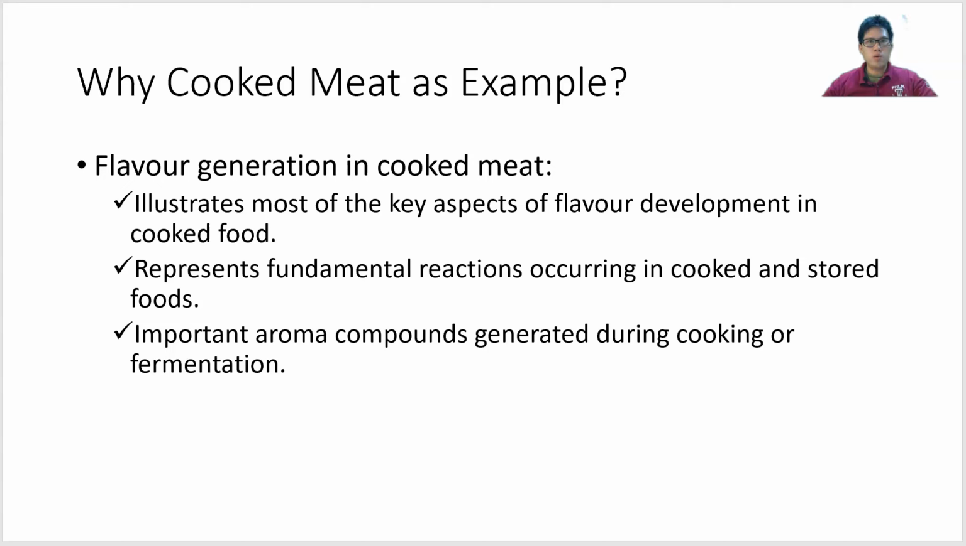Alright, why do we use cooked meat as an example? The reason why we are using cooked meat as an example in Part 1 is because the flavor generation in cooked meat illustrates most of the key aspects of flavor development in cooked food. Most cooked food is a very good example, because it covers a lot of the key reactions. We present the fundamental reactions that occur in cooked and stored food.